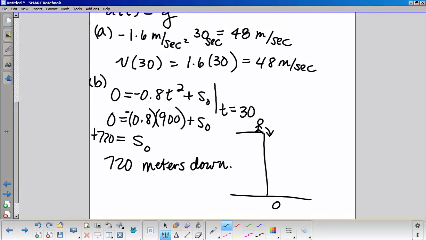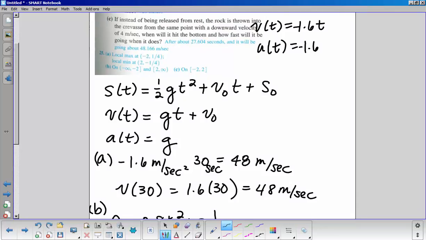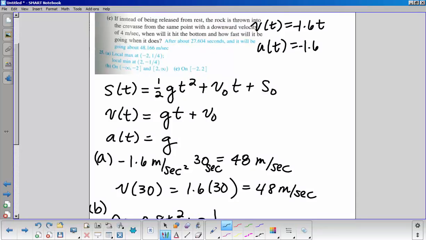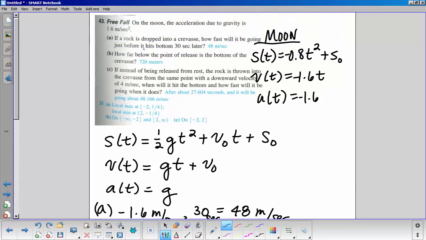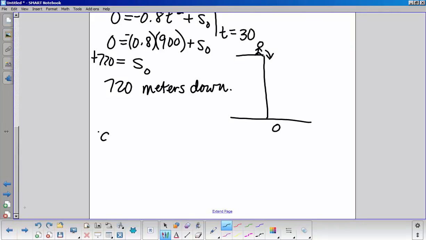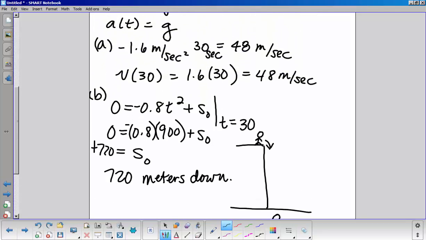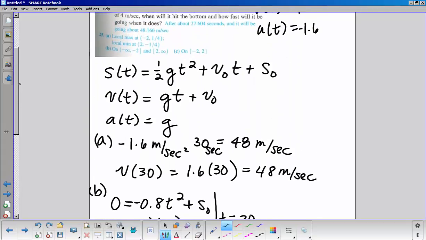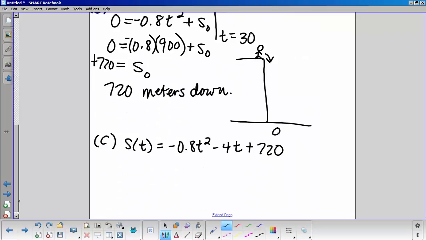Everybody get that? And part C says, if instead of being released from rest, the rock is thrown. Now somebody's going to throw it into the crevice from the same point with a downward velocity of 4 meters per second. What's the only thing that's changing? The initial velocity is now negative 4, right? So we're going to say our new position function is S of t equals negative 0.8 t squared minus 4 t plus, what's my original position? 720 meters down, right? Now they want to know when will it hit the bottom, and how fast it's going to be going. Well, when it hits the bottom, it's at 0. So you guys are going to have to get your calculators ready to tell me what the two zeros are for this quadratic.